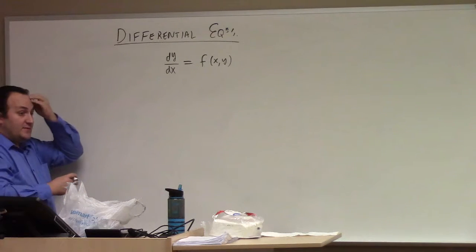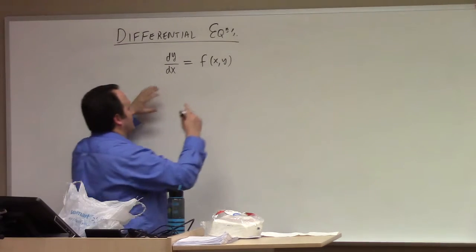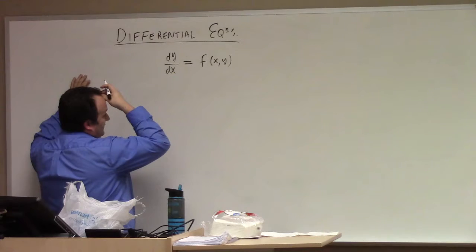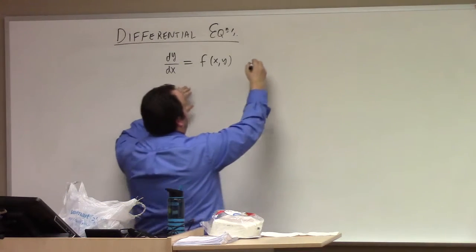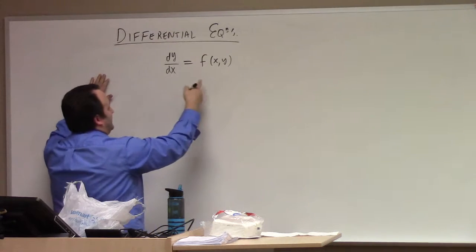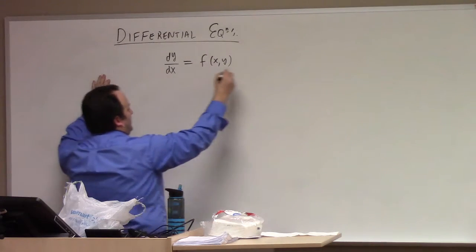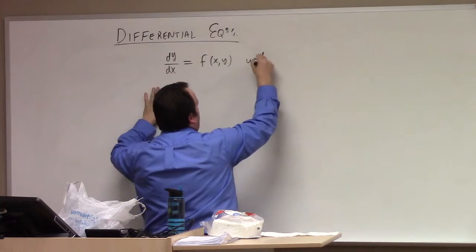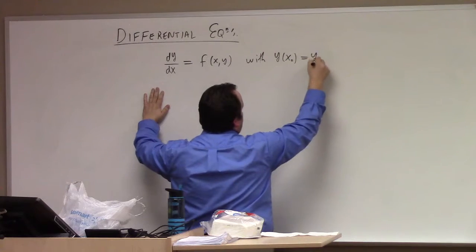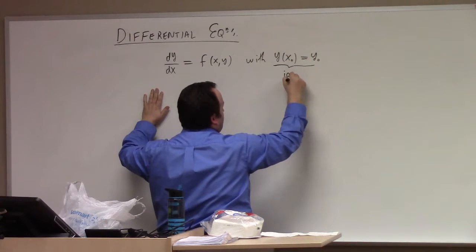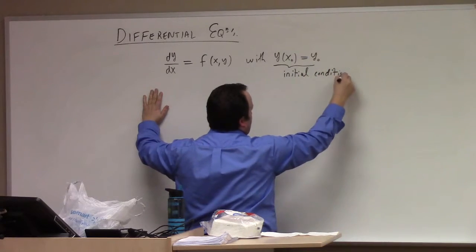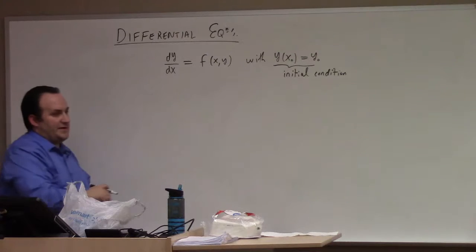So if it's just the differential equation, to solve it, right? What does it mean to solve a differential equation? Well, sometimes we have more information than this. Sometimes it's paired with a condition, say like y(x0) = y0. So this is an initial condition. And if you take the differential equation paired with the initial condition, it's called an initial value problem.